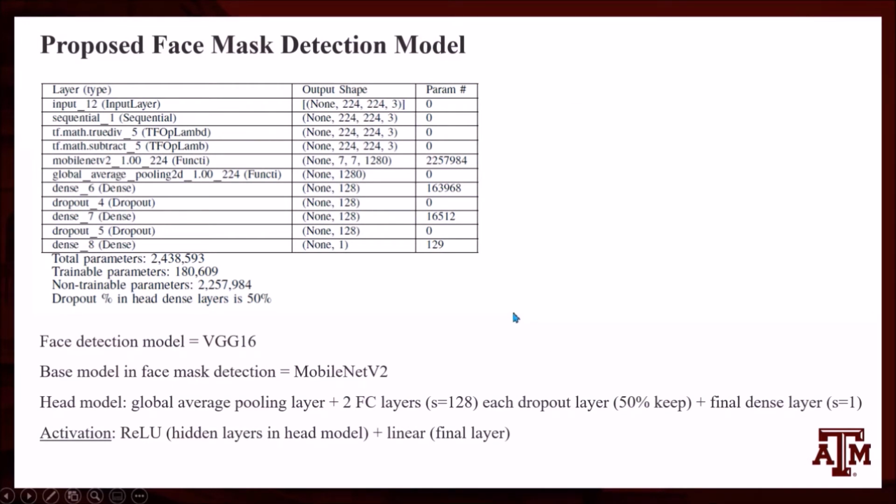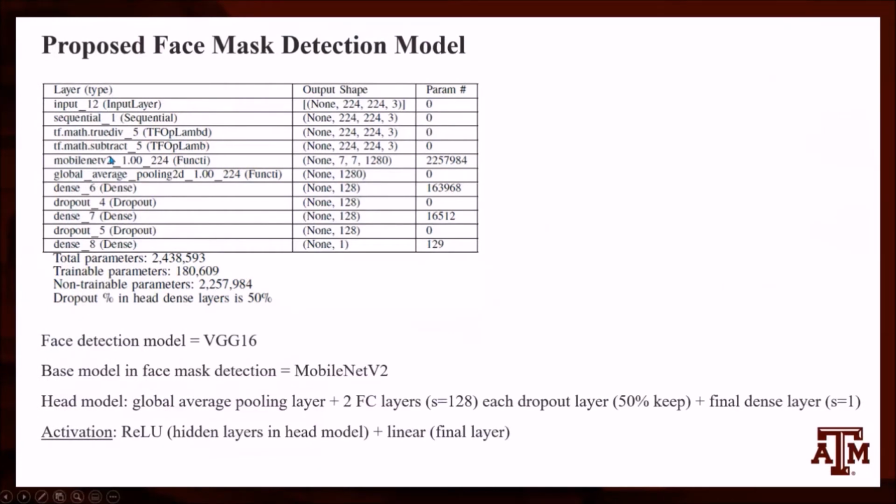Now, this is the model summary of our face mask detection model. So until here we have the MobileNet V2 architecture as basically a base model. On top of that, we are adding a head model which consists of global average pooling. Then we have three fully connected layers, which have 128 neurons each for the first two layers, and in the last layer we have one neuron. And we have dropout regularization added after every dense layer. And the dropout percentage in the head dense layer is around 50 percent.